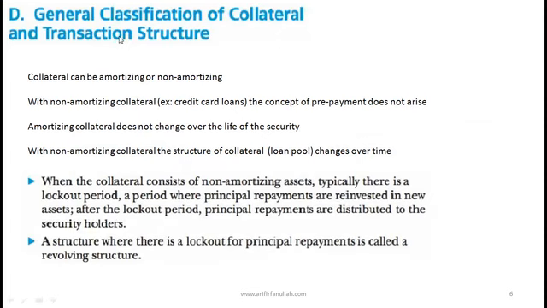section D in the curriculum, which is the general classification of collateral and transaction structure. So collateral can be either amortizing or non-amortizing. What do you think this means? Muhammad Ali, Daniel, what's amortizing versus non-amortizing collateral? Yeah, exactly. So amortizing collateral is what we have fundamentally mostly talked about so far. So in your residential loans, the payments that come in consist of both interest and principal. The principal could be both scheduled and prepayments.